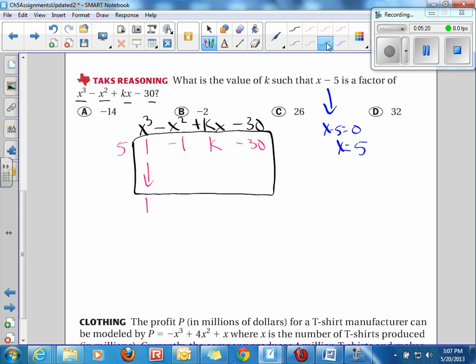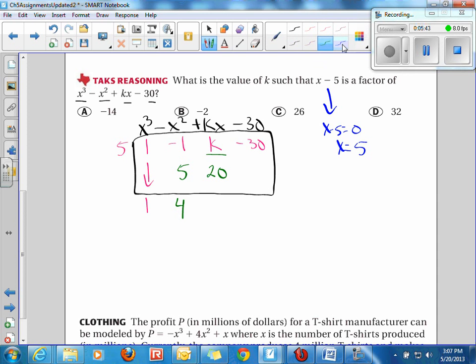And so right now I'm going to act like this is a normal problem, and I'm just going to see how far I can get. So 5 times 1 is 5. -1 plus 5 is 4. 4 times 5 is 20. Now I'm at the point where I'm looking at k and 20. I don't know what that is. Okay, so this is k plus 20. Who knows what that is?